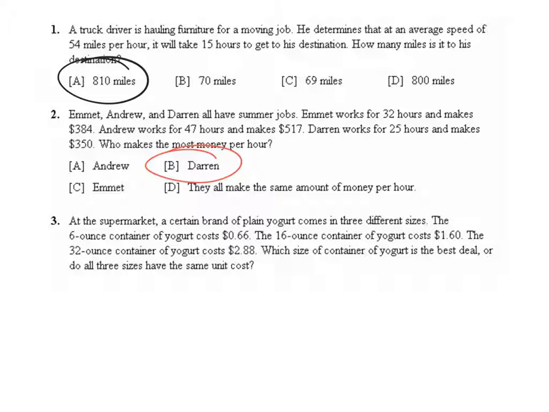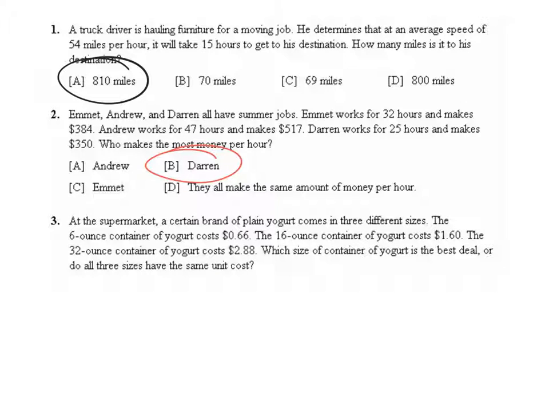Question 3 says, at the supermarket, a certain brand of plain yogurt comes in 3 different sizes. The 6-ounce container of yogurt costs 66 cents. The 16-ounce container of yogurt costs $1.60. And the 32-ounce container of yogurt costs $2.88. Which size of container of yogurt is the best deal, or do all 3 sizes have the same unit cost? To find the unit cost, we need to figure out the price per ounce of yogurt.